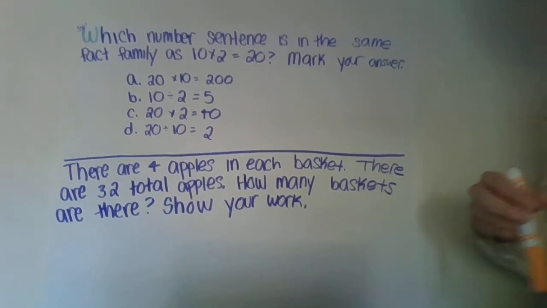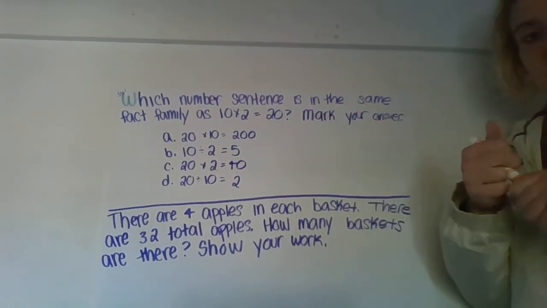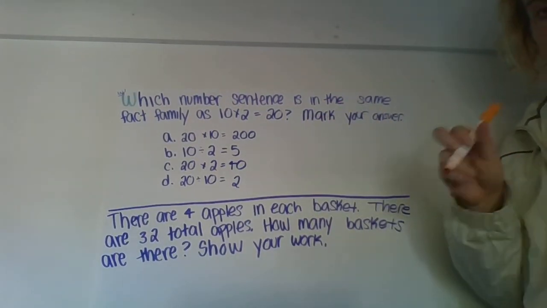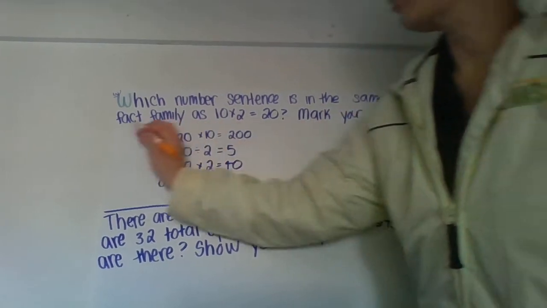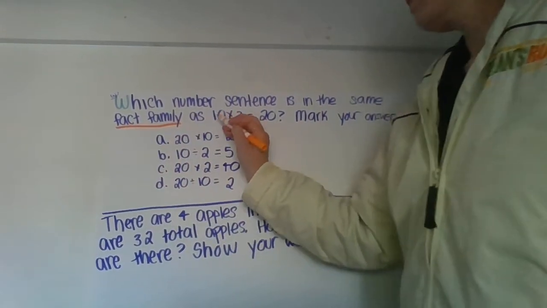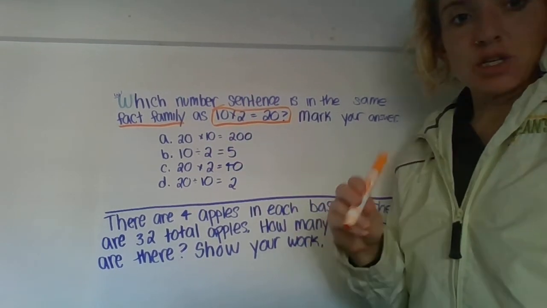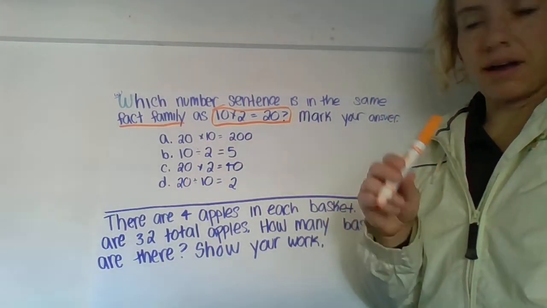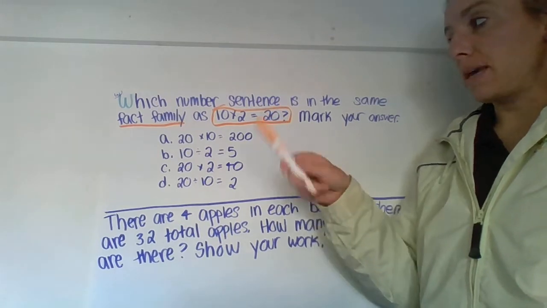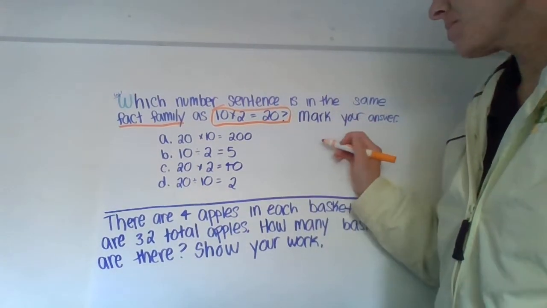Okay. So I'm gonna start solving this problem by doing exactly what I just mentioned. Figuring out the rest of the fact family for 10 times 2 equals 20. So I know that for every group of three numbers, there's going to be two multiplication and two division problems.